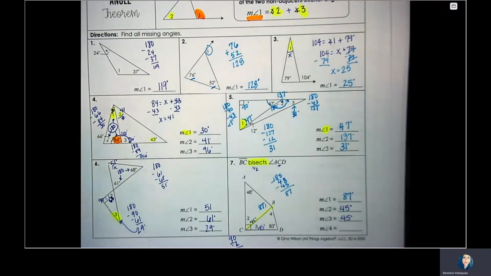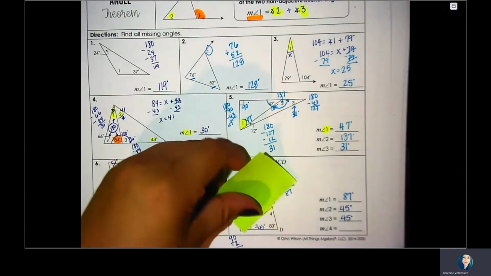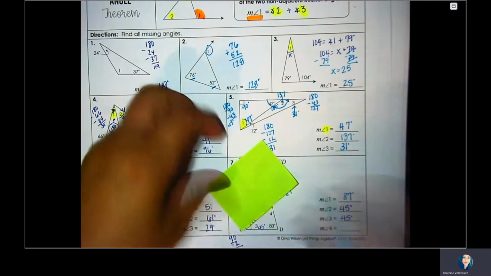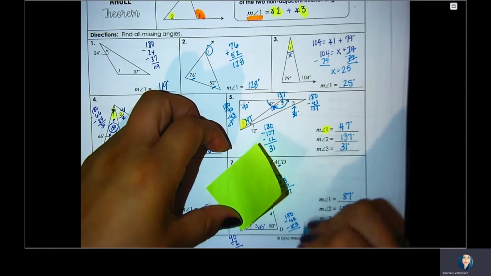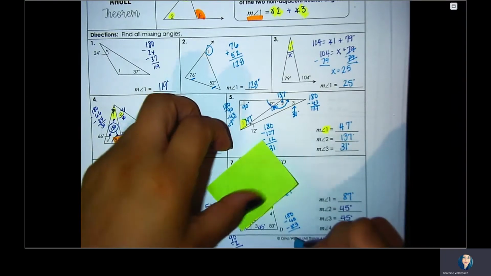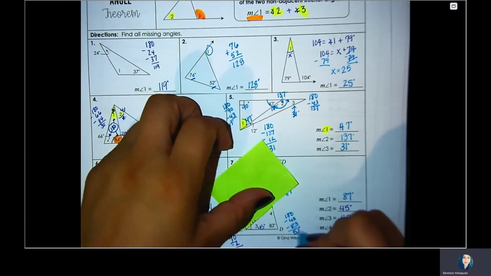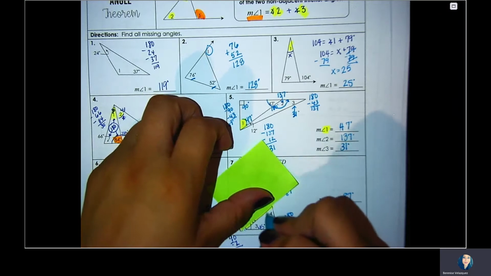And then we'll do the same thing for the bottom. So I'm going to cover this up. And you're going to do 180 minus 45 minus 83. You subtract all those out and you get the leftover piece to be 52. So this one is 52.